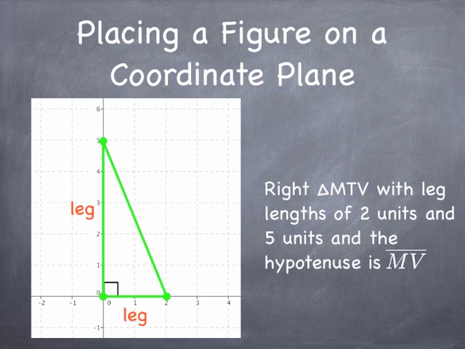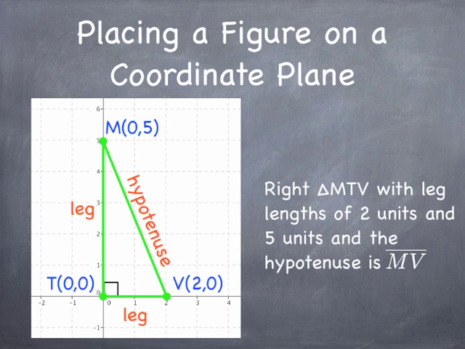Then we're going to connect the hypotenuse and label the different points. We know point T is not on the hypotenuse, so T is at 0, 0, and then we have M at 0, 5, and V at 2, 0. Let's try another example.